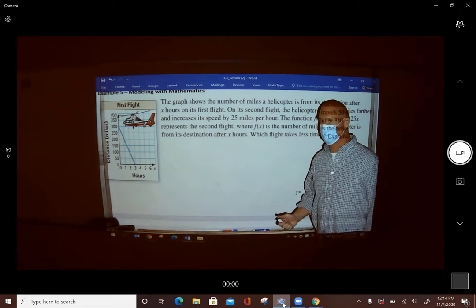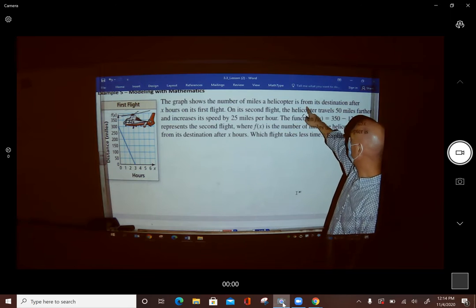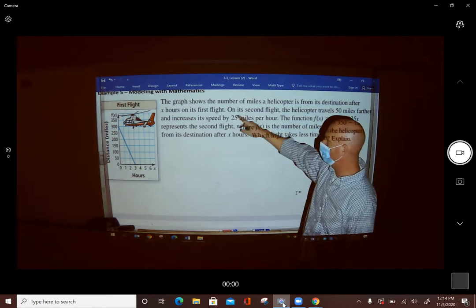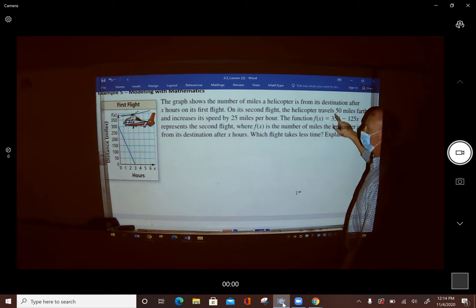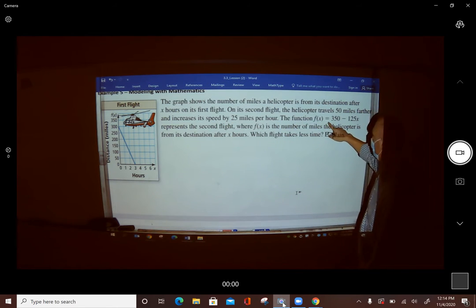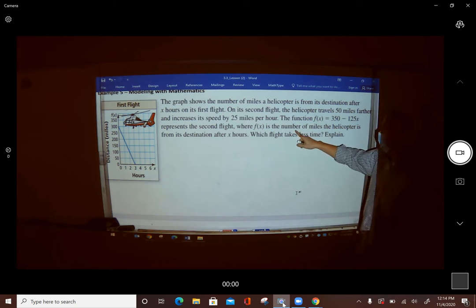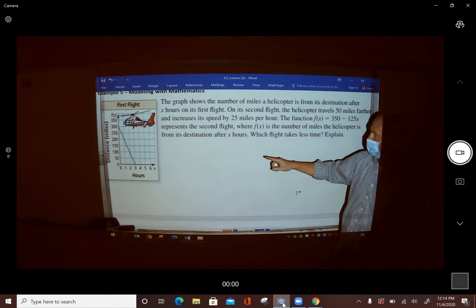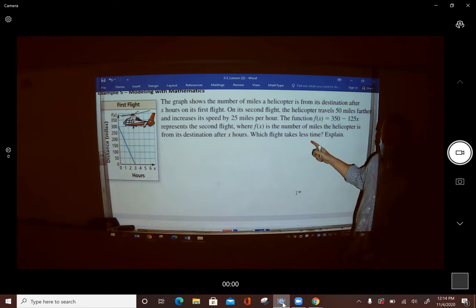Problem 5 for section 3.3. The graph shows the number of miles a helicopter is from its destination after x hours on its first flight. On its second flight, the helicopter travels 50 miles farther and increases its speed by 25 miles per hour. The function f of x equals 350 minus 125x represents the second flight, where f of x is the number of miles the helicopter is from its destination after x hours. Which flight takes less time? Explain.